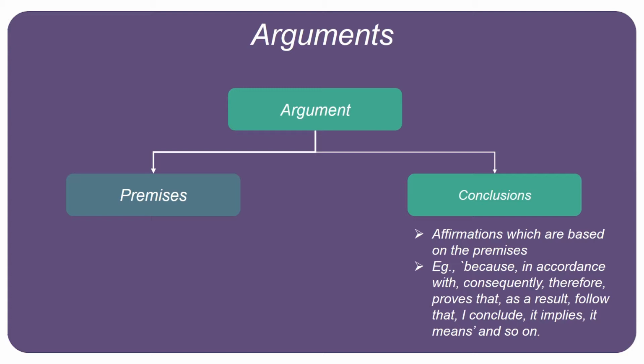The second part of the argument is the conclusions. They are affirmations which are based on the premises. And normally conclusions will have words like because, in accordance with, consequently, therefore, proves that, as a result, follows that, I conclude, it implies, it means, and so on.